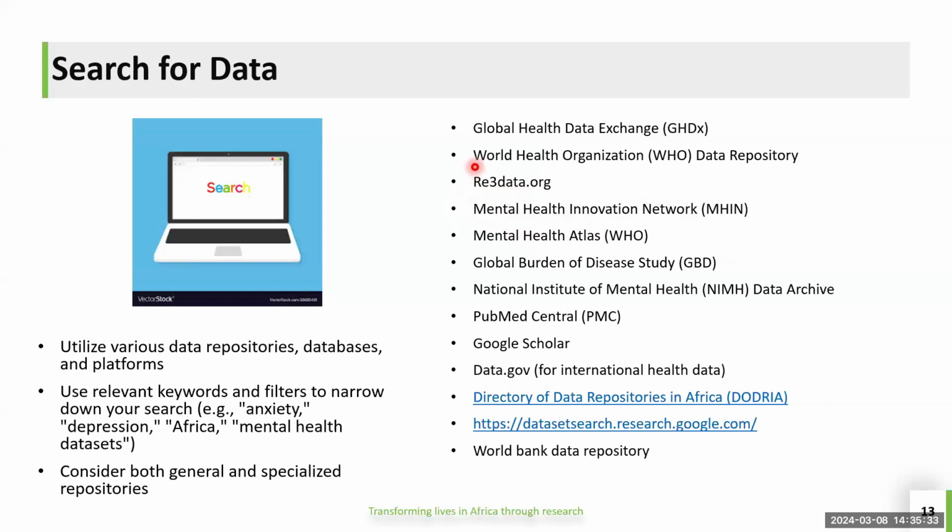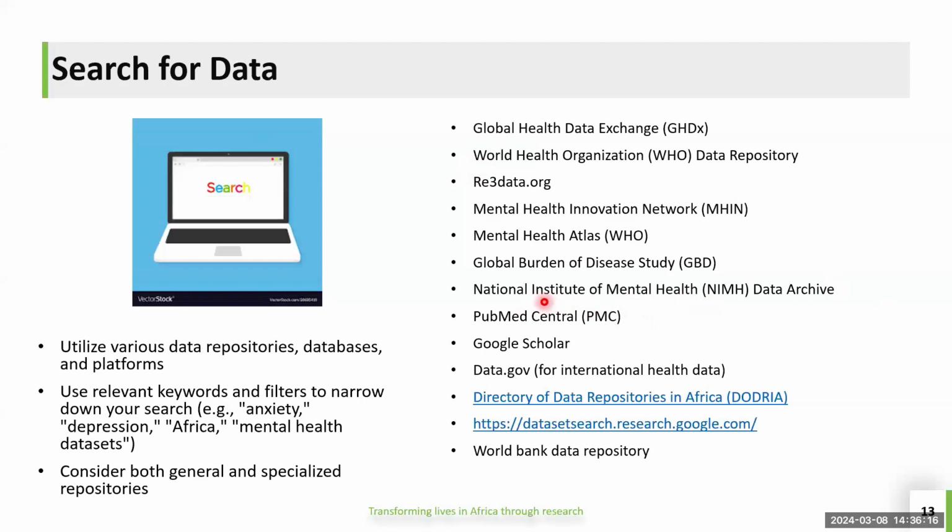Mental Health Innovation Network, Mental Health Atlas, I haven't really visited those, but they sound like good places to go. The Global Burden of Disease Study, PubMed Central. PubMed Central is more inclined towards research articles. But when you look into research articles, there's always a part about what data was used in the research. So that may be a good pointer showing you what data might be available and who to contact. Google Scholar, again, and Google, just the actual Google may be a very good starting point.